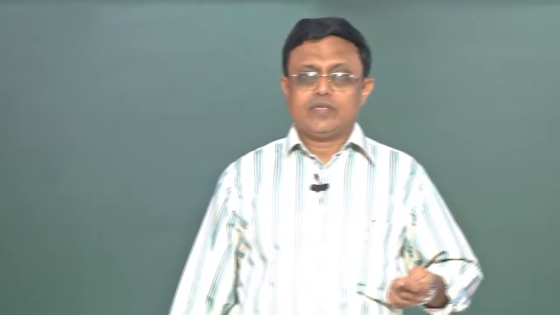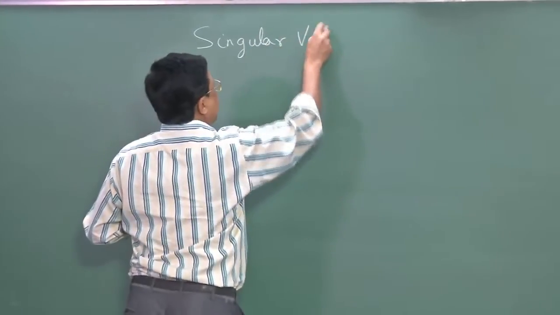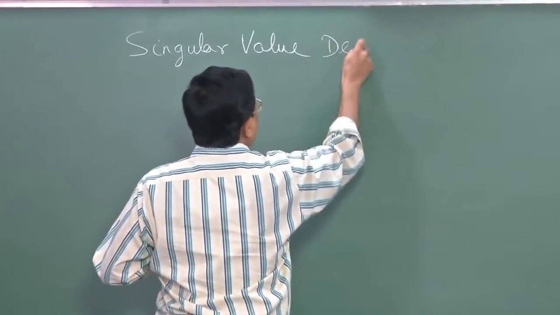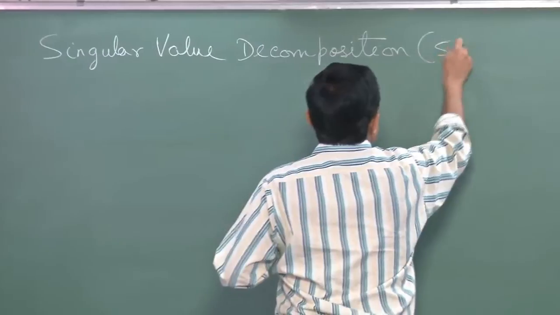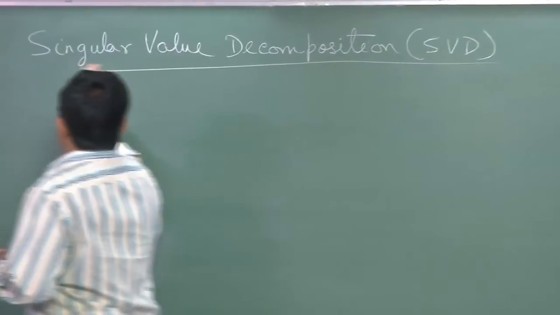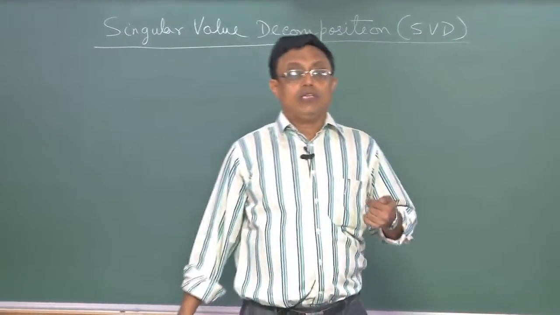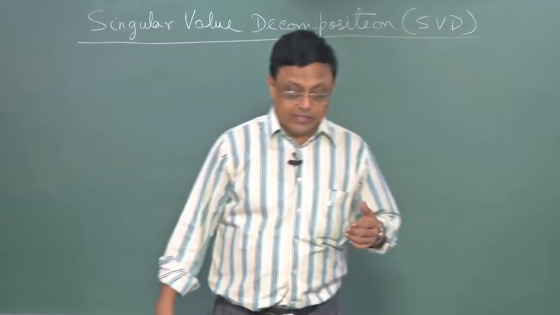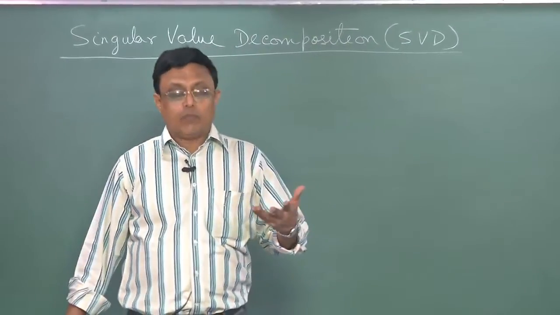So, after we have got the concept of a rank, we move to the important concept of analysis of matrices, which is singular value decomposition. Or in short, we will mention it as SVD. People usually call it SVD, which means singular value decomposition, and it is very closely associated with the concept of rank, which we have discussed just now. SVD is only one of the types of decomposition possible for a matrix A.